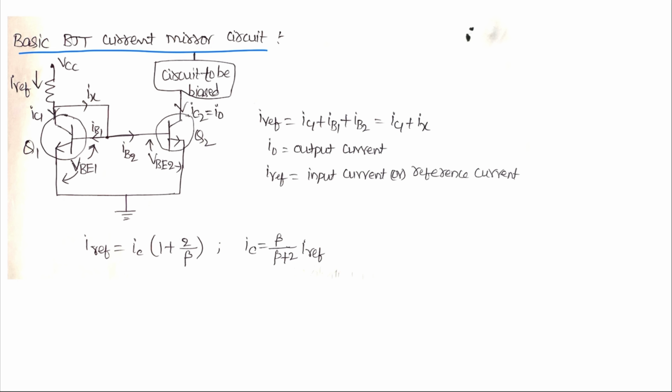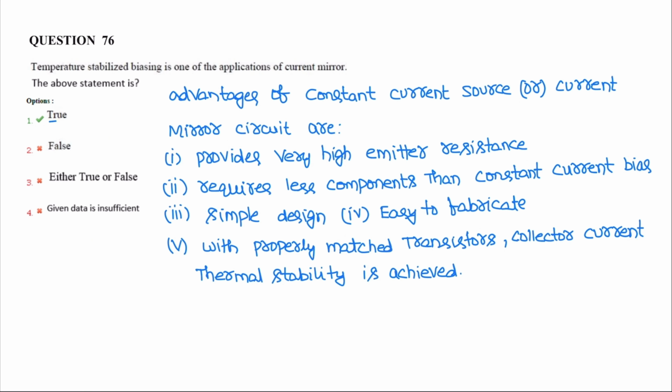On the formulas of this current mirror circuit is given. The formula for I reference, the formula to calculate collector current IC. Now, the advantages of constant current source or current mirror circuit are it provides very high emitter resistance, requires fewer components than constant current bias, simple design, easy to fabricate with properly matched transistors, collector current thermal stability is achieved. So collector current thermal stability is achieved.